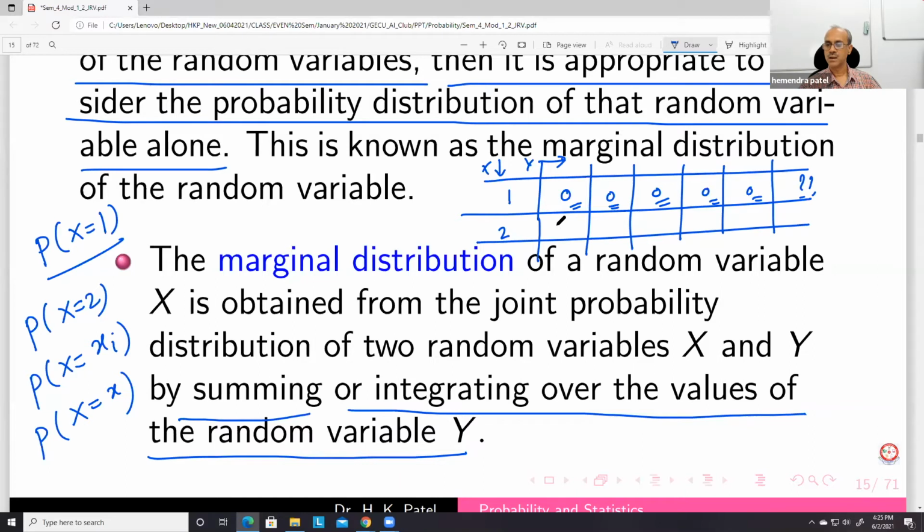Similarly, add all values of y for x equal to 2, and you will get P(X=2). This distribution will be the marginal distribution: P(X=1), P(X=2), and so on. Similarly, if you want the marginal for y, sum all the values of x for that given y. In this matrix, that is addition column wise for one and row wise for the other.